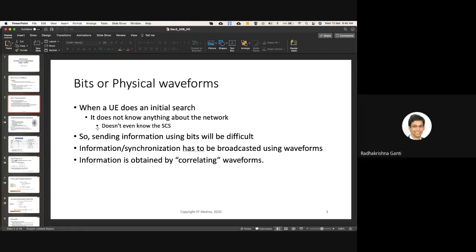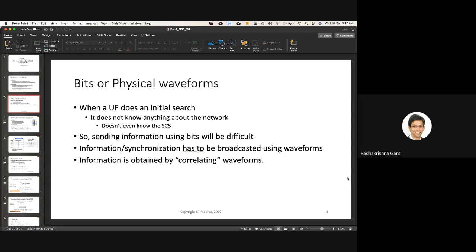It's not about decoding. It's not at the bit level. It's not decoding bits, but it's about understanding what waveform was transmitted and using that waveform to synchronize. So effectively, this initial block works mainly by understanding what waveform was sent.